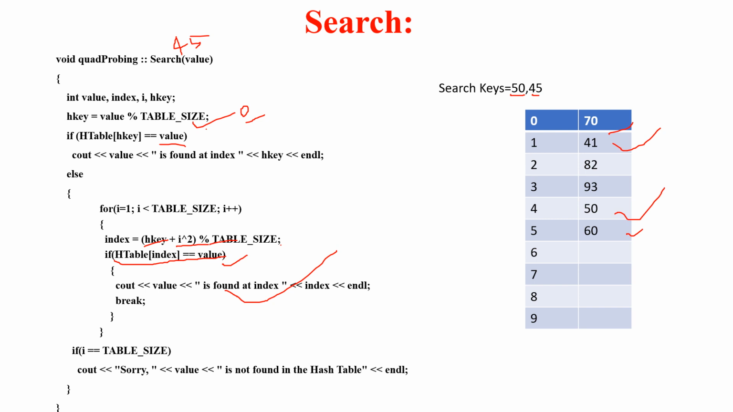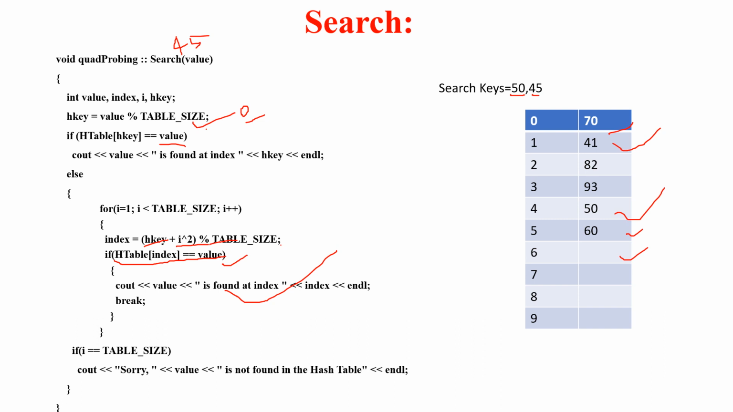5 plus i square, where the i value is 1. 1 square is 1, so 5 plus 1 is 6, 6 modulus 10. If you compute that, you will get the index as 6. Now what will you do? Check whether the hash table at that index is equal to the value.